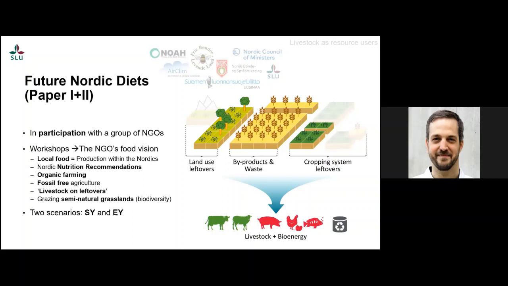So therefore, we also considered a second scenario where we allowed the number of animals to increase to make full use of all these cropping system leftovers that are generated. And in this scenario, we also included some pastures in alpine and forested areas in Norway. And across both these scenarios, the number of different animals and the distribution of different leftover feeds to them were optimized in order to maximize the number of diets that could be provided from the Nordic land base.